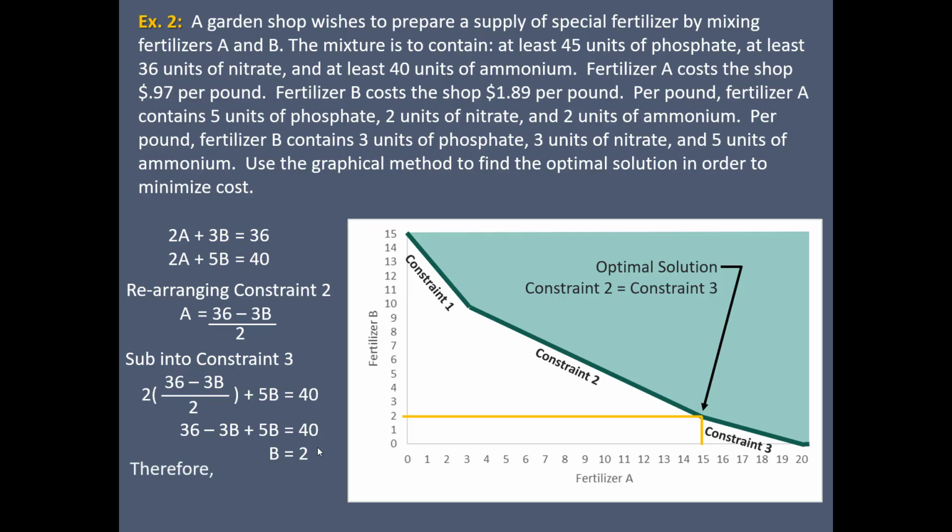So subbing in b equal to 2 into my constraint 2, 2a plus 3 times 2 equals 36. And if we shuffle stuff around and do the math there, what we should find is that a is equal to 15. And again, the math has backed up exactly what my eyes are seeing. And here we get that in order to minimize costs for this garden shop, we would use 2 pounds of mixture B fertilizer and 15 pounds of mixture A fertilizer in order to minimize the cost as much as possible.